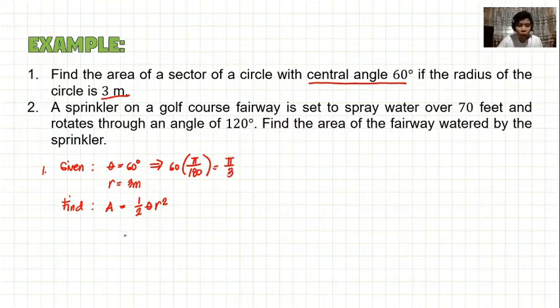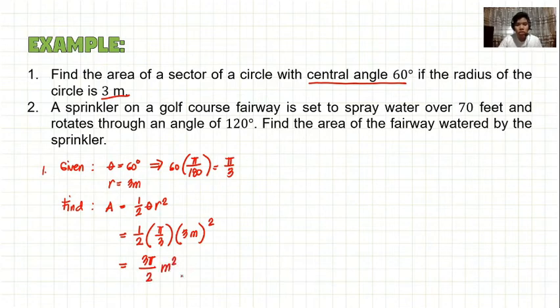So therefore, our area now will be equal to 1 half times theta, which is pi over 3, multiplied by the radius 3 meters, squared. From that, 3 meters squared becomes 9 meters squared divided by 3, so that will become 3. Multiplied by pi, we have 3 pi over 2 meters squared. So this is now our area: 3 pi over 2 square meters.